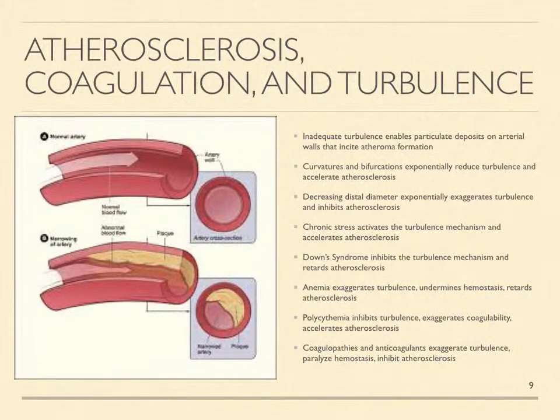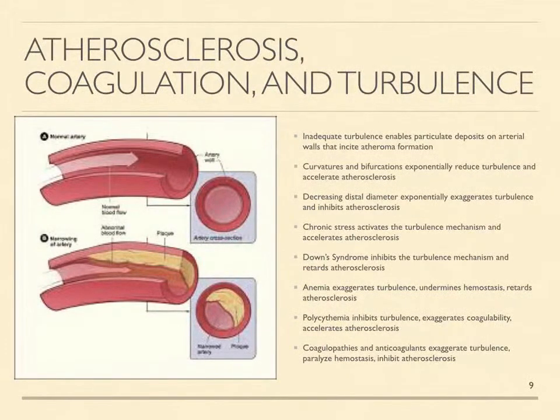Atherosclerosis typically appears on the greater curvatures and bifurcations of large proximal arteries where turbulence is exponentially decreased. Decreasing distal aortic or arterial diameter exponentially exaggerates turbulence and inhibits atherosclerosis. Chronic stresses due to smoking, fear, and apprehension, chronic illnesses, chemical exposure, trauma, and surgery activate the turbulence mechanism and accelerate atherosclerosis. Down syndrome mitigates fear that activates the turbulence mechanism.